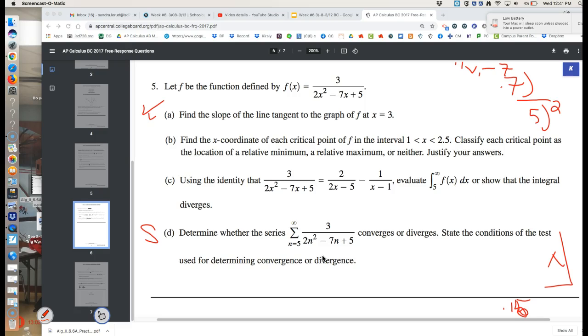I want you to do that on your own. Determine whether that converges or diverges. State the conditions. That's why I've been making you write them out, right? You need to know them. Whatever test you pick, you better know the conditions, or you won't get the point. That's on your test tomorrow. How are you going to determine if it converges or diverges? What test are you going to do? And then I'll tell you what most people chose and what a very clever choice was.